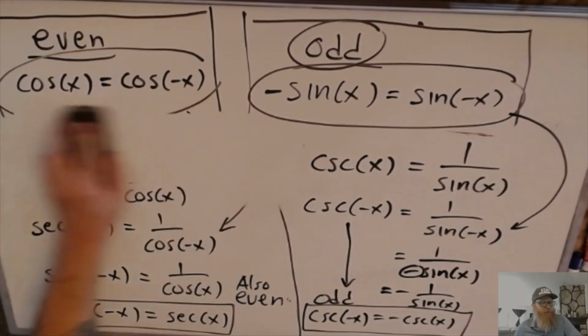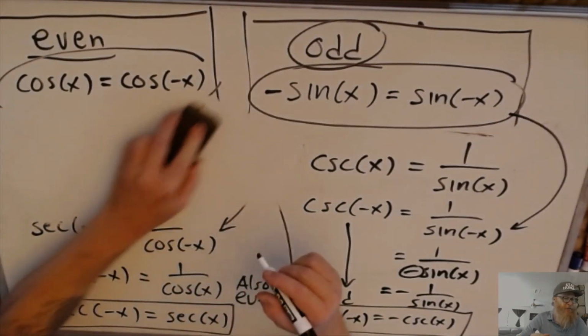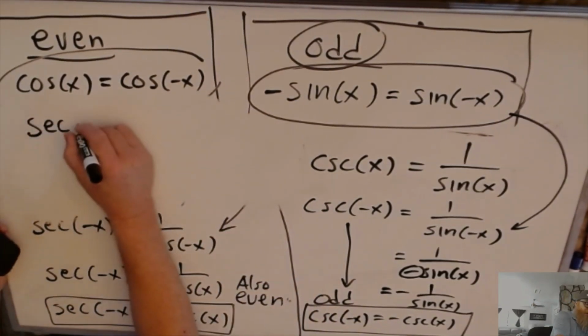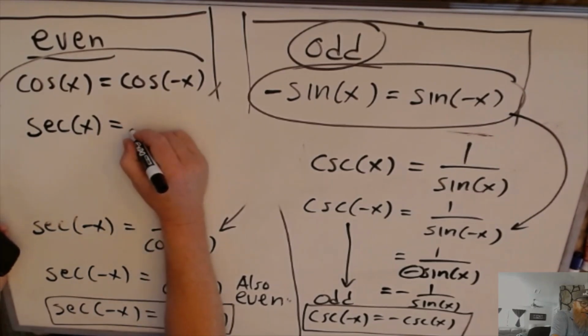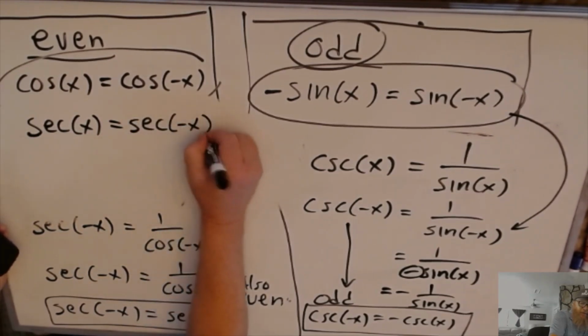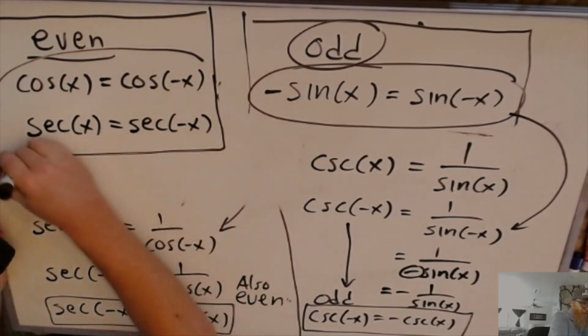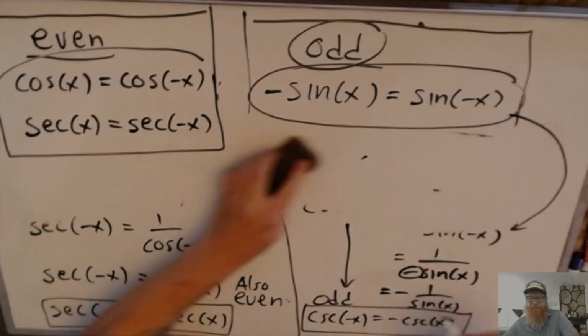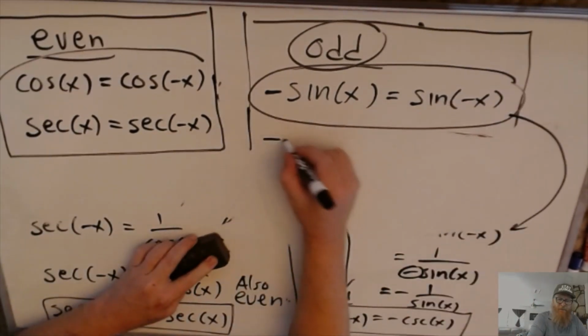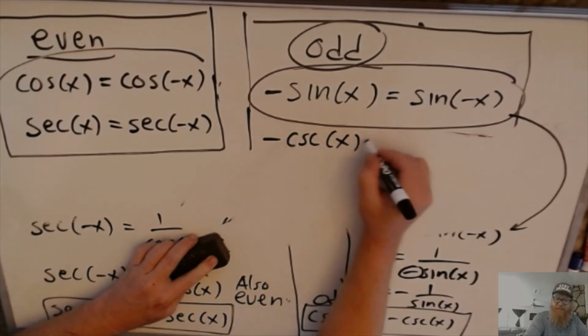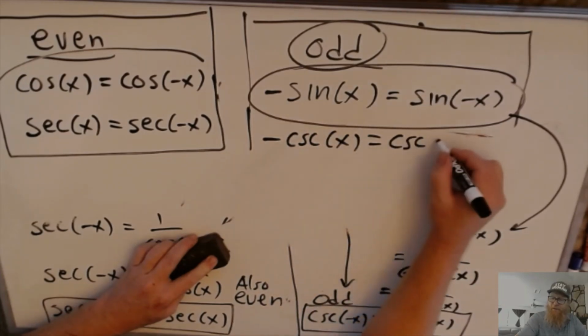All right, so let's make our list here. So we have even: cosine is even, secant is even. Sine is odd, so cosecant is also odd.